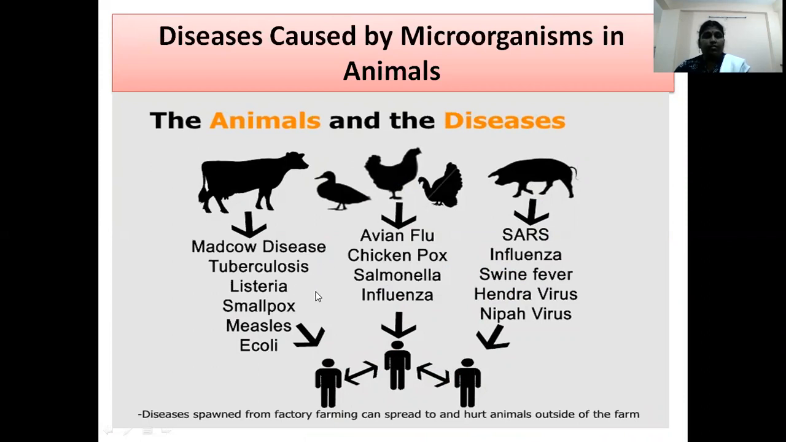Next, coming to the various diseases in various groups of animals. Mad cow disease, tuberculosis, smallpox, measles, E. coli will be noticed in milk-giving animals. Avian flu, chickenpox, salmonella, influenza will be noticed in birds. SARS, influenza, swine fever, Hendra virus, Nipah virus will be noticed in animals like pigs. All such diseases can even spread to human beings.